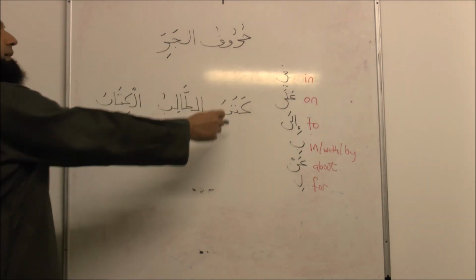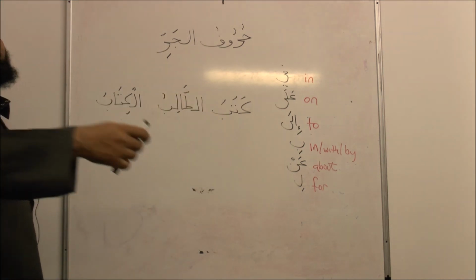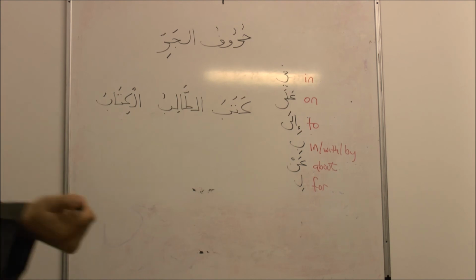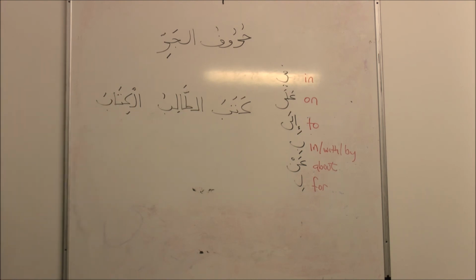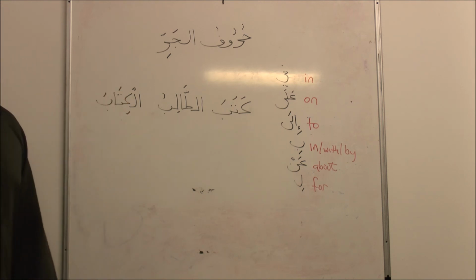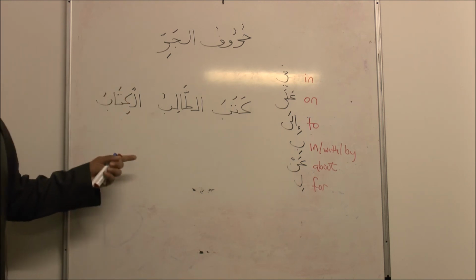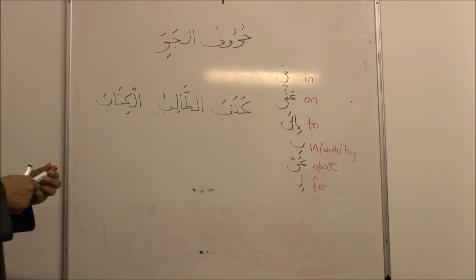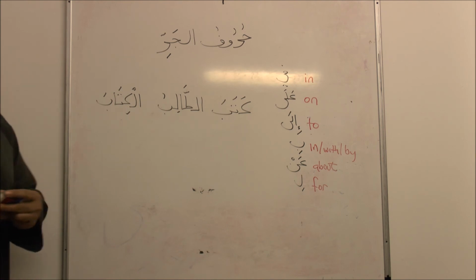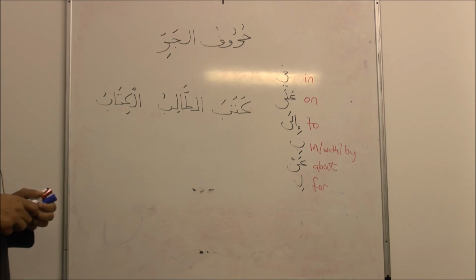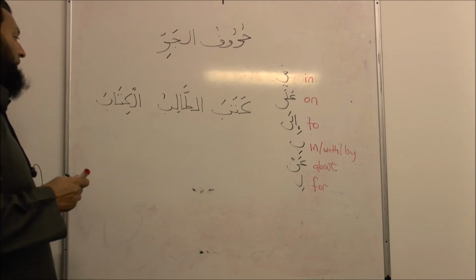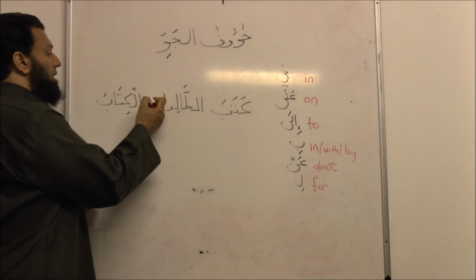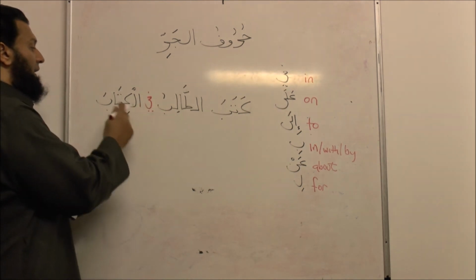Okay? Kataba is a fi'lun. At-talibu is the fa'ilun. The fa'ilun is always marfu'un, and al-kitaba is mansubun, because it's a maf'ulun bihi. But if we want to say the student wrote in the book, where do we put in? What's in? Fi. Where does fi go? Fil kitabi. Right.